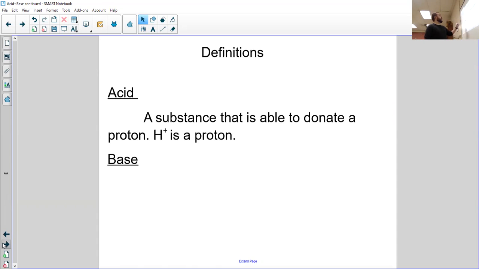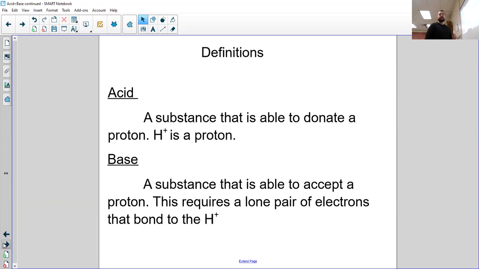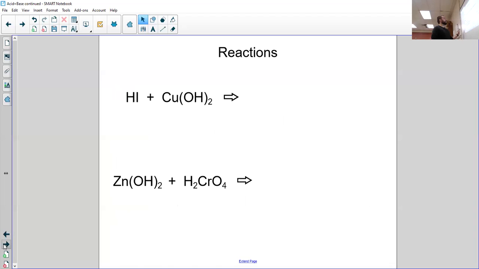Their definition of an acid is a substance that is able to donate a proton. H+ is a proton because it doesn't have any electrons, because it's positive. It just has its proton. Their definition for a base is a substance that is able to accept a proton. This requires a lone pair of electrons to bond to the H+. So our ammonia has the ability to accept a proton. Therefore, it is a Bronsted-Lowry base.